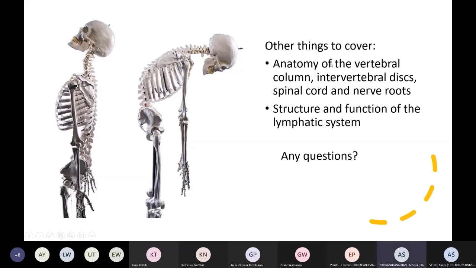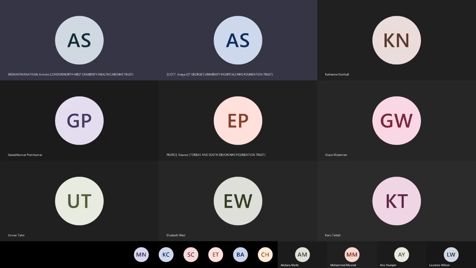Can't see any questions. Cool. I just looked this up. The pepper pot one is for hyperparathyroidism. Yeah, that's the one.